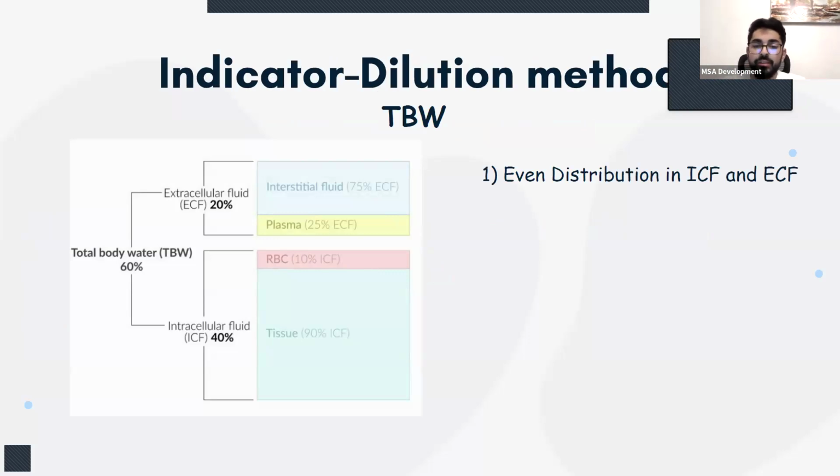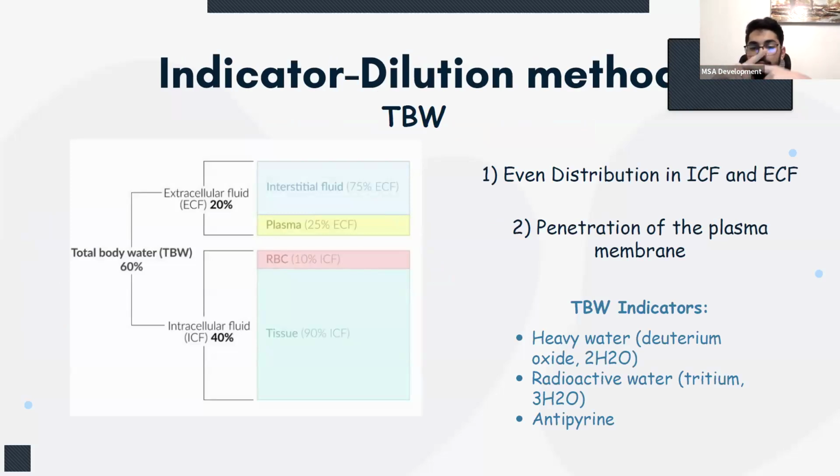And based on that, it needs to be able to penetrate the plasma membranes, because it cannot go intracellularly if it cannot penetrate the plasma membrane. So this is the main criteria for the total body water indicators. There are a couple of indicators that follow this criteria, and these are heavy water, radioactive water, and antipyrine. Unfortunately, you have to memorize those, so you can't really skip them.